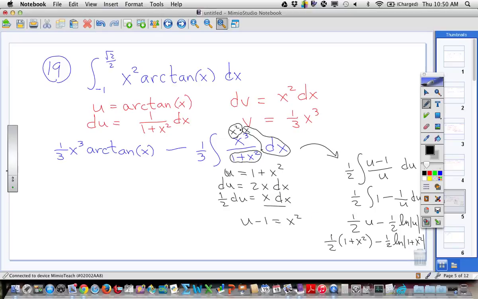All right, now let's put it all together. So starting all the way back here with the blue, we got 1/3 x cubed arctan x. Now we're going to distribute this minus 1/3 to what I have down here. So that's going to be minus 1/6 (1 plus x squared), which I could even distribute, but I don't need to. Minus 1/6 ln(1 plus x squared) plus C.